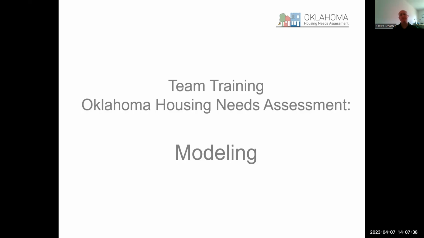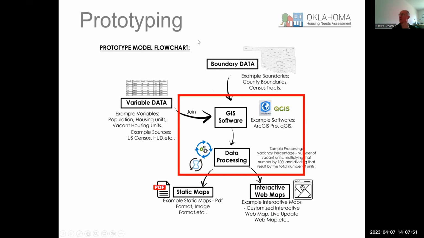Hello, everyone. Today's team training for the Oklahoma Housing Needs Assessment concerns modeling in ArcGIS. This is part of our prototype model flowchart here where we're exploring how to use the GIS software and do data processing. This video is a continuation of two related videos using the same data sets, and that would be geoprocessing basics and analyzing spatial data.